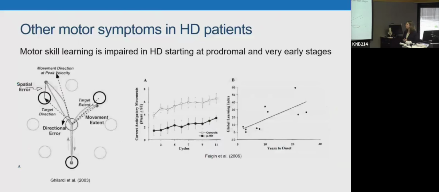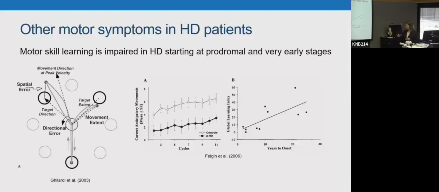One thing I was particularly interested in my PhD work was motor learning. And motor skill learning has been found to be impaired in Huntington's disease as well. And this starts during the prodromal stage, which is the stage before the diagnosis, up to 20 years before the diagnosis, and at very early stages of the disease.